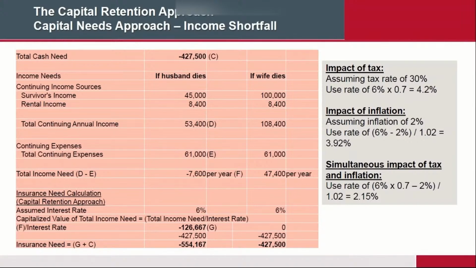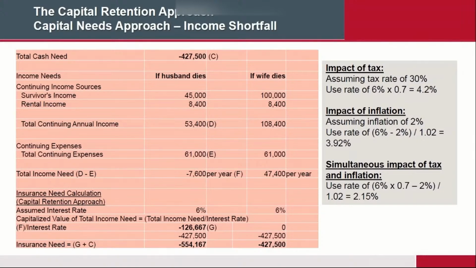Now, you'll see on the right side of your screen there the impact of taxation. You may get a question on the exam in terms of, well, yeah, that's great. You're getting 6% on your money, but that's before taxes. Well, what if we have to do the calculation after tax? Well, if you have to do it after tax, then you can't use 6%. In other words, if you're in a 30% tax bracket, remember you only have 70% that you actually keep. So 70% times 6%, in actual fact, is only 4.2%. So when you capitalize it, you have to use 4.2%, not 6%.